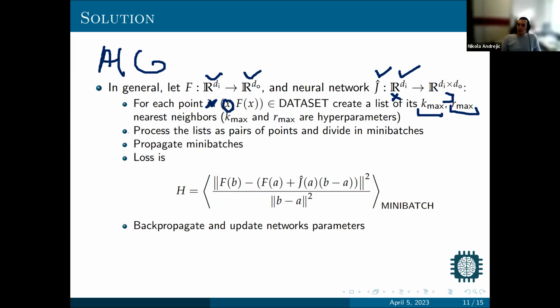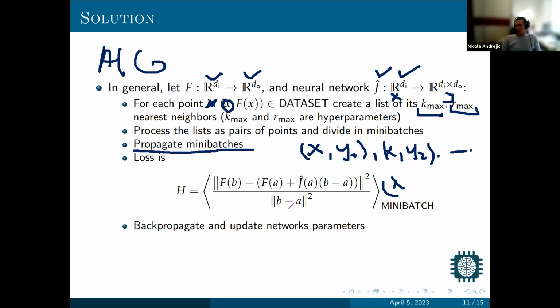Then after creating the lists of nearest neighbors for each point, you process the lists as pairs of points, where the first element of the pair is the point itself, and the second element is its neighbor as defined by this, and then you take all of such pairs. So for x, you take some y1, x, y2, and so on, and you do this for all of those points, you create these pairs, and then you divide them into mini batches.